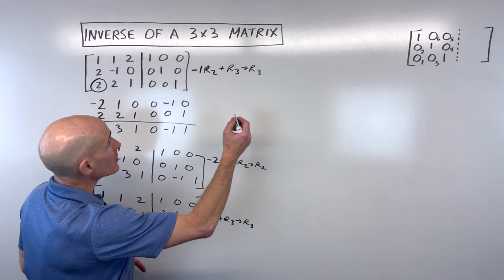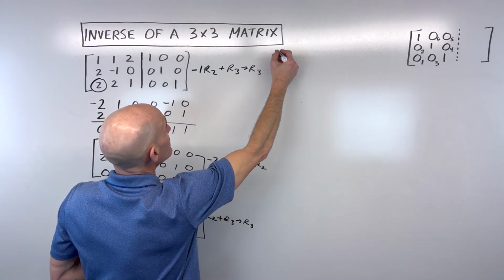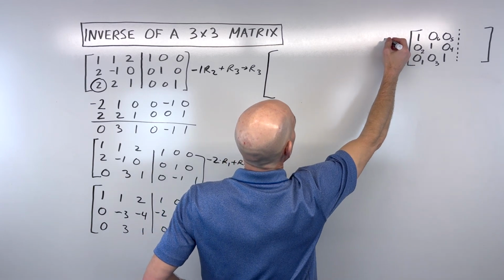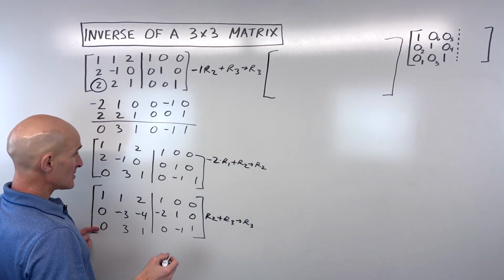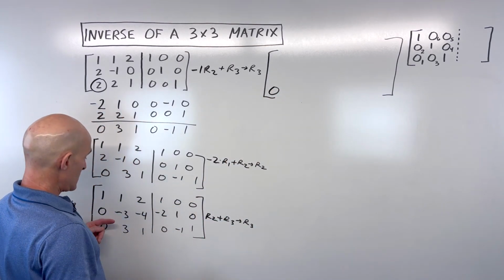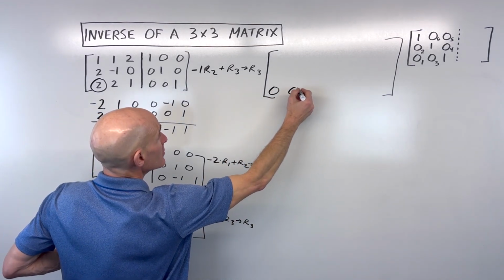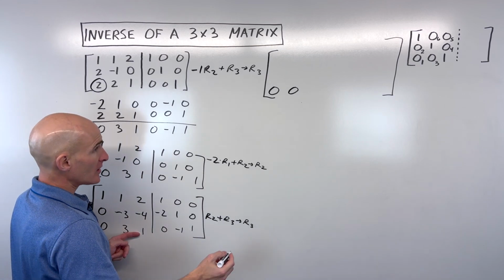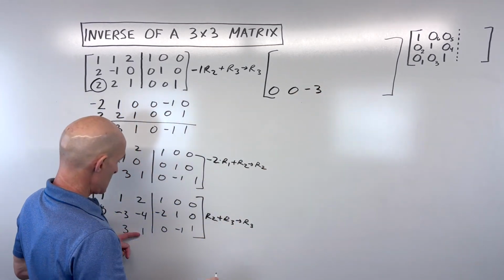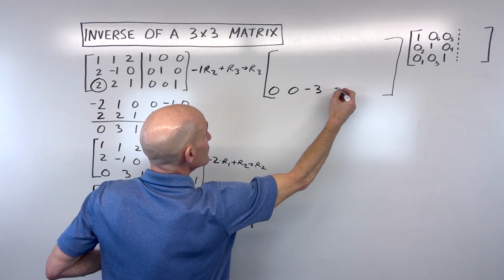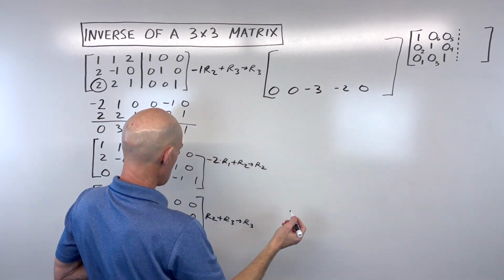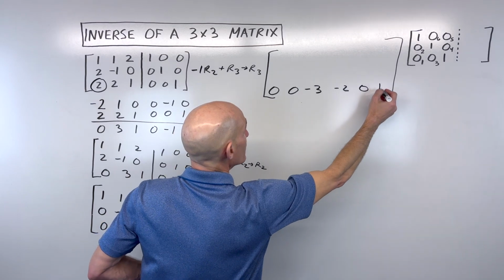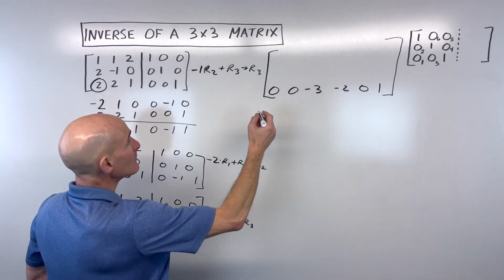Okay, so I'm going to write the work over here. Running out of space a little bit, but we'll make it work. Okay, so we've got 0 plus 0 is 0. Negative 3 plus 3 is 0. Negative 4 plus 1 is negative 3. Negative 2 plus 0 is negative 2. 1 plus negative 1 is 0. And 0 plus 1 is 1. The other rows are going to stay the same.